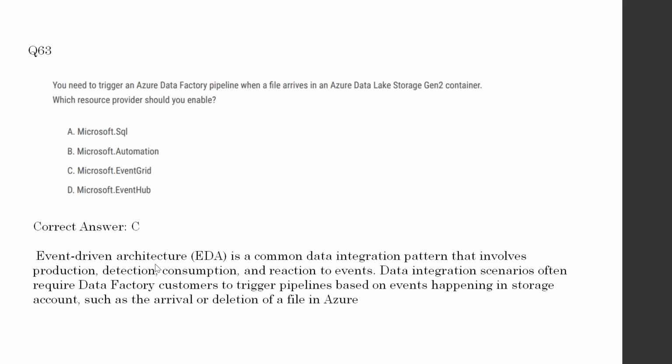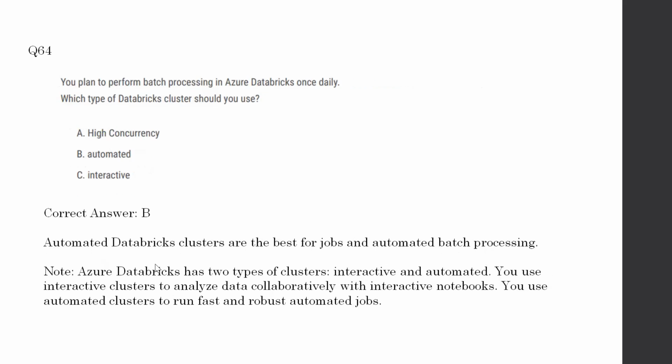Moving to the 63rd question: you need to trigger an Azure Data Factory pipeline when a file arrives in an Azure Data Lake Storage container. Which resource provider should you enable? The answer is Microsoft Event Grid. Moving to the 64th question: you plan to perform batch processing in Azure Databricks once daily. Which type of Databricks cluster should you use? The answer is automated. Automated Databricks clusters are the best for jobs and automated batch processing.